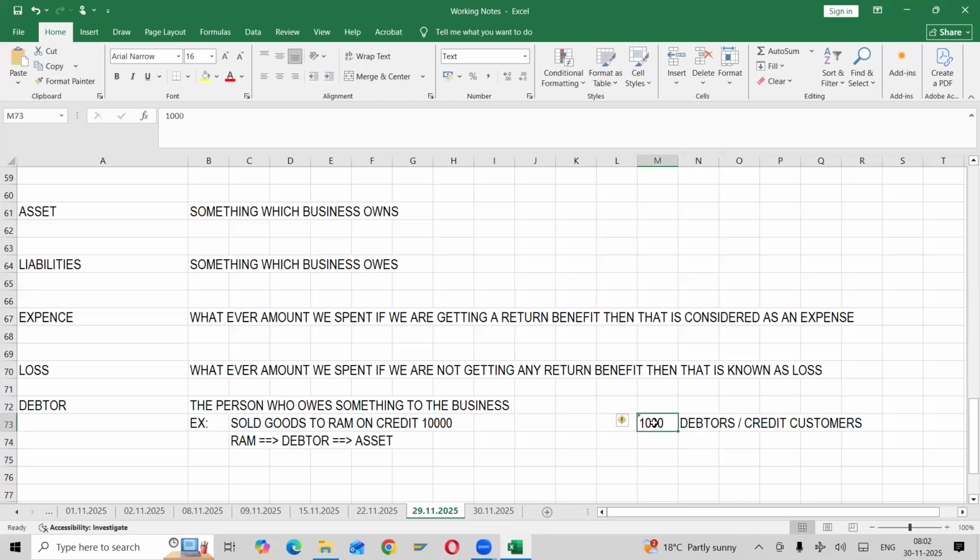So whenever your management asks how much amount I need to receive from debtors, when I say debtors, is it one person or a number of persons? How many customers do I need to receive the amount from? 1,000. Many, right? So normally in our day-to-day business, the nature of the business itself is credit transactions.